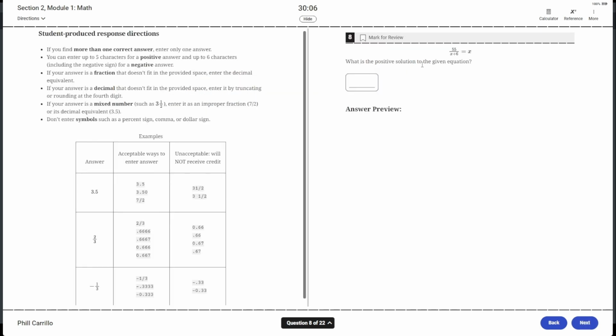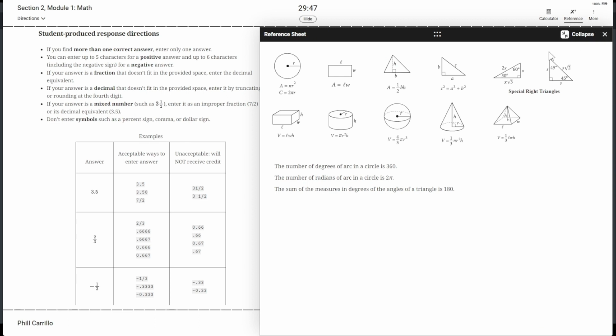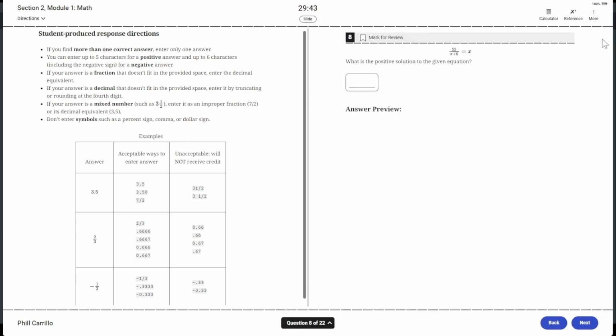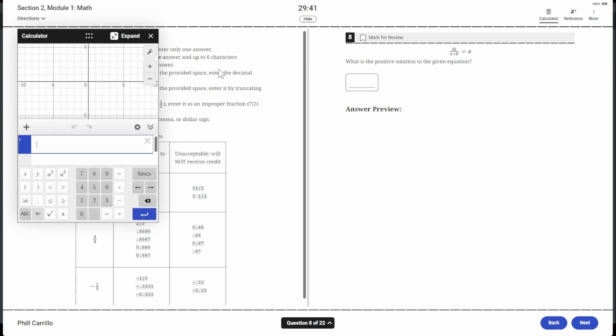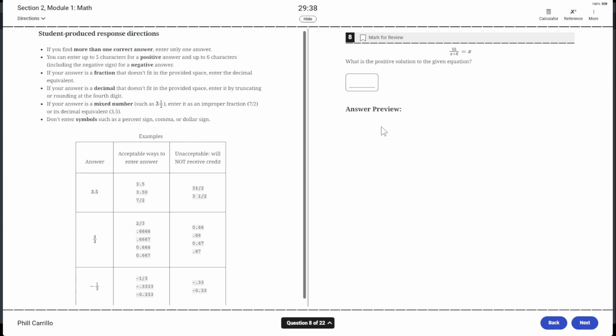What is the solution? Positive solution. That's important to keep in mind. Okay, all right. I wish I could write over here. This would be a lot easier. Reference. What's this? Oh, look at that. Good reference sheet. I don't know if I need that. Okay, needs a calculator. Oh yes, I'll be needing that in a bit. Okay.